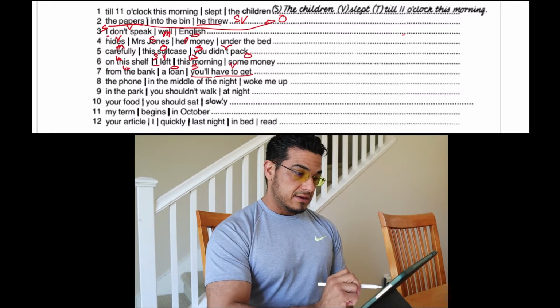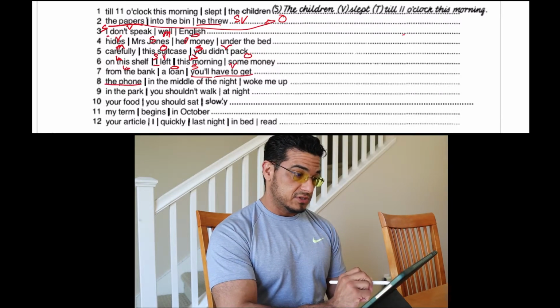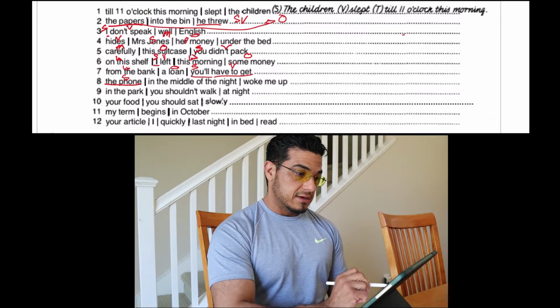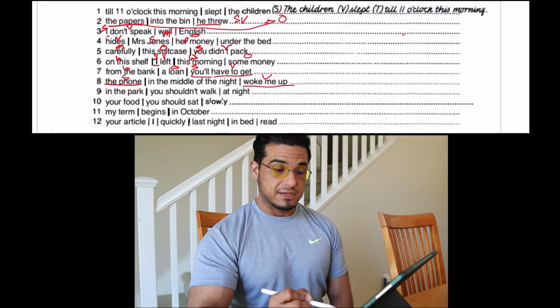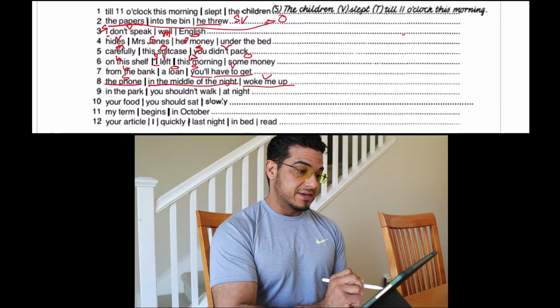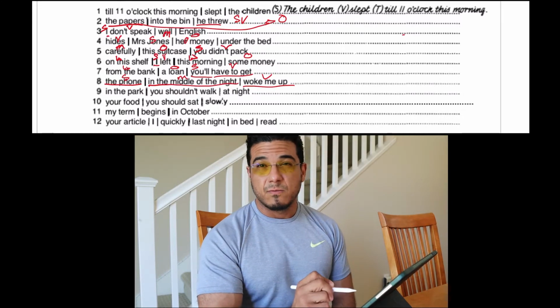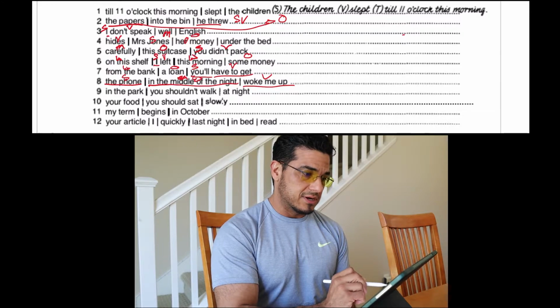Number 8, the phone in the middle of the night woke me up. Here you can say, let's see, the phone, which is going to be our subject. Woke me up is going to be your verb because it's got to follow the subject. And in the middle of the night, it's going to be your modifier. So that's going to tell you when it happened. I should really put that as a W, not an M.